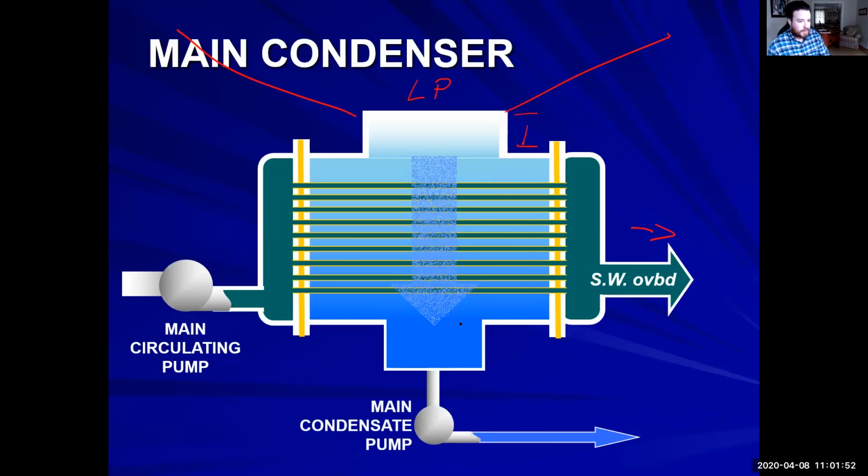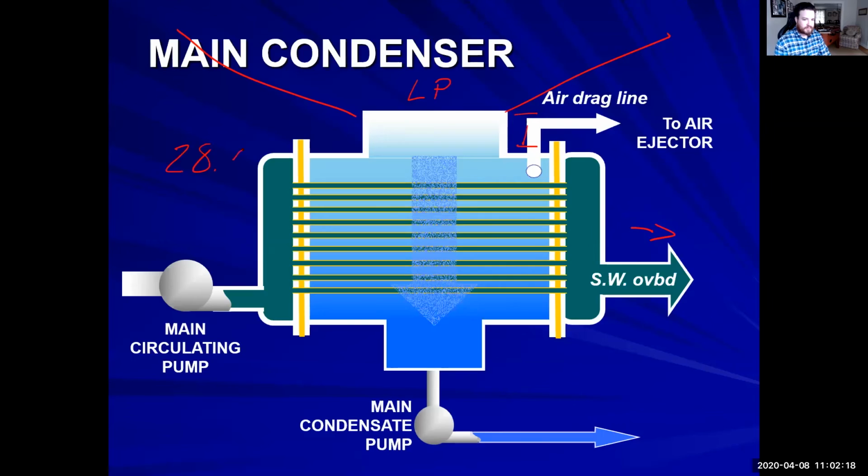All right, we have our main condensate pump. We have an air drag line that's going to an air ejector. So what's the point of the air ejector? Remove non-condensable gases. Yes. The whole point of it is to make sure this thing stays at 28.5 inches. We want to get this thing to a near perfect vacuum at all times. That means we don't have to have as much salt water going through to cool it. Now, what is another option from this main circulating pump?